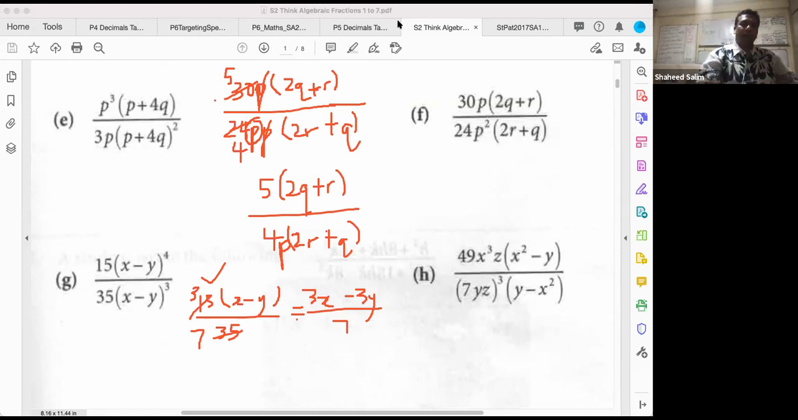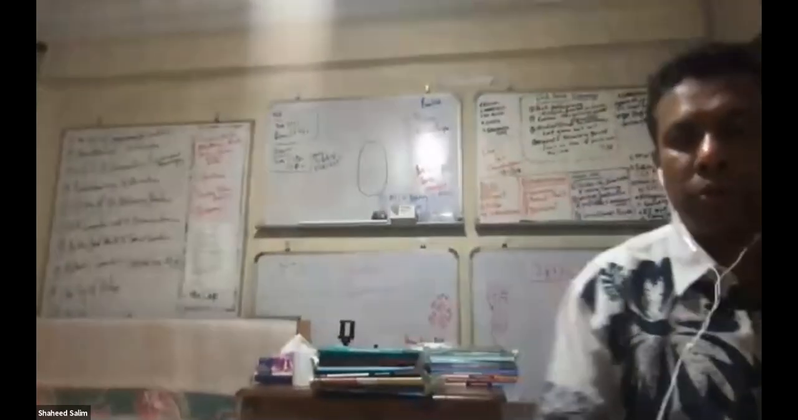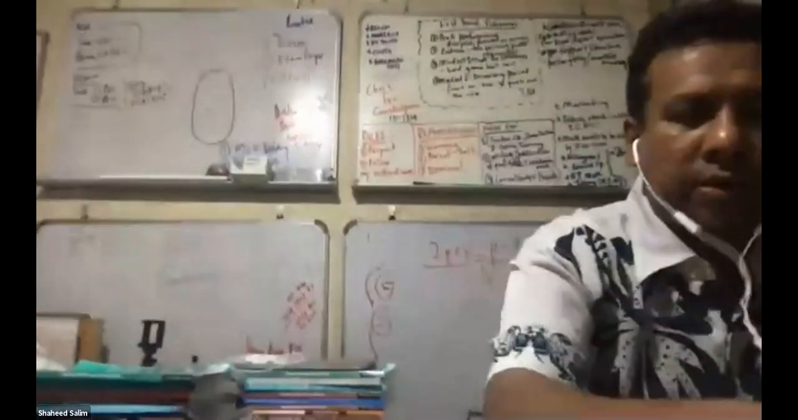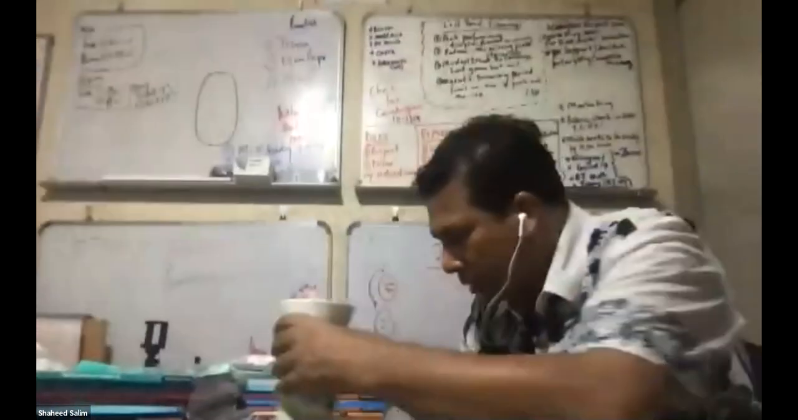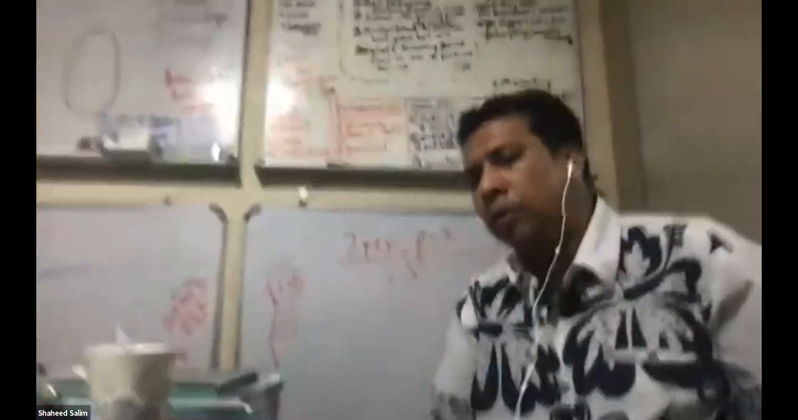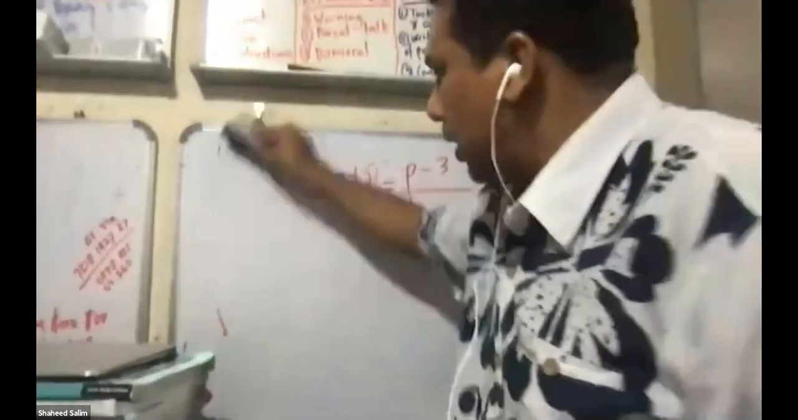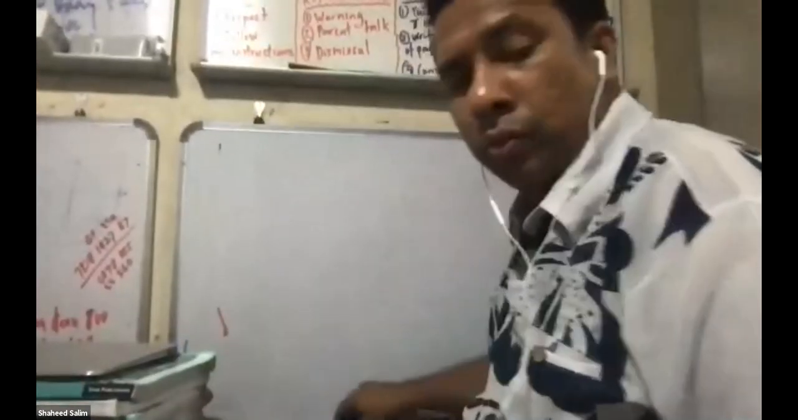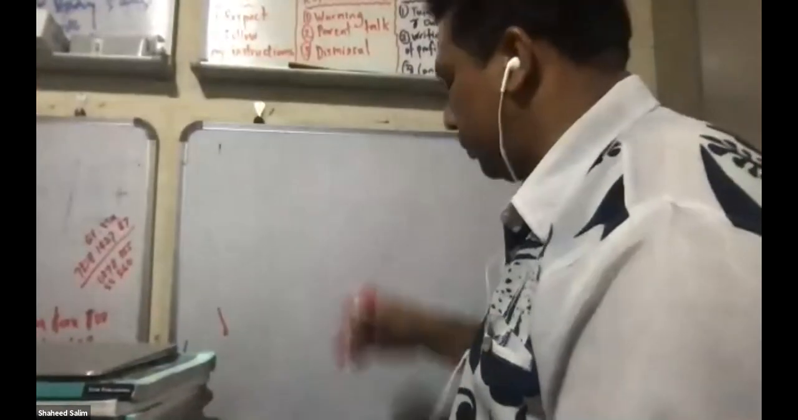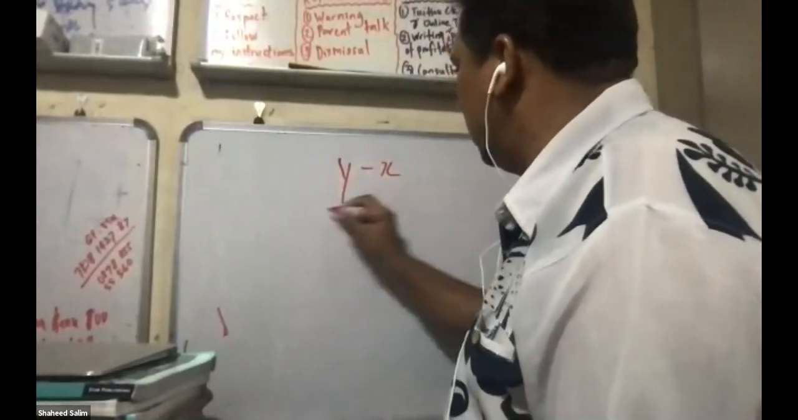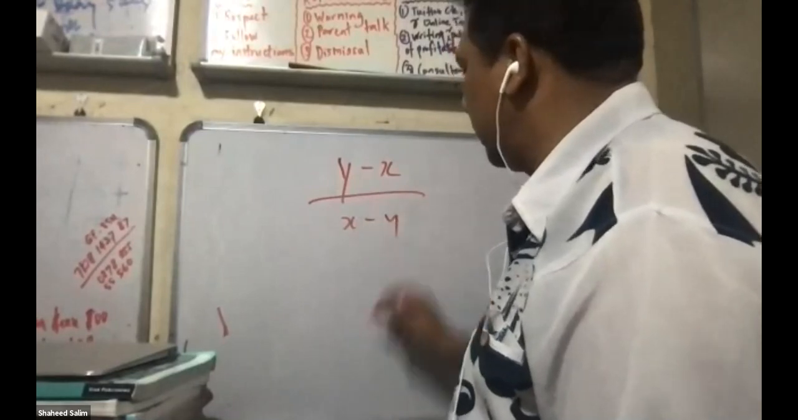Okay, can we just stop for a while? I just want to show you something so that you are able to see this one. Okay, you try this question that is on the board first. How are you going to cancel this? Okay, how are you going to simplify this? This will help you in that question because I don't think you will know how to do this. So let's say you have y minus x over x minus y.